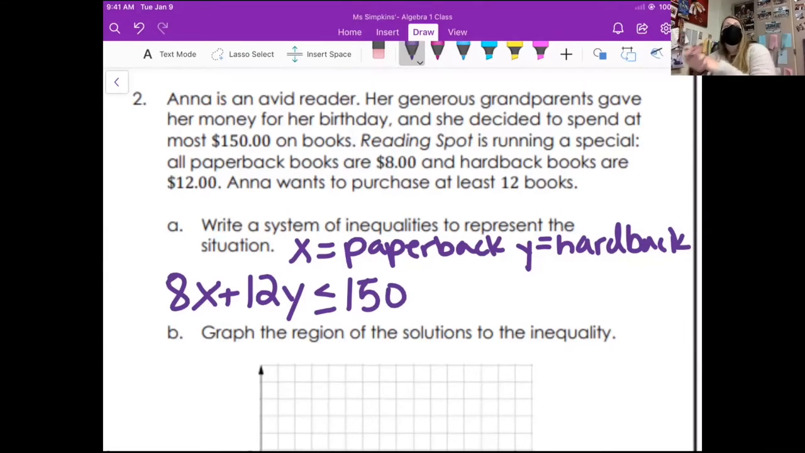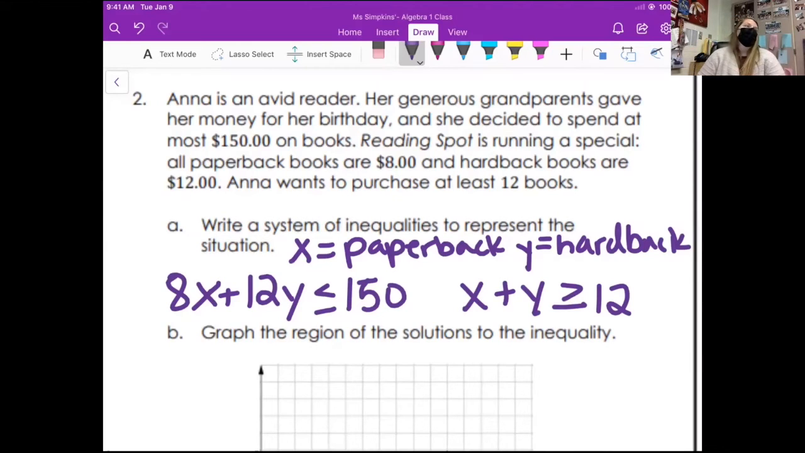So that's her money. The second inequality deals with the number of books. So she wants at least 12 books. So if I add her books together, X plus Y, I want that to be greater than or equal to 12. So that's how we're going to separate the two inequalities. The first one is dealing with the money. The second one's dealing with the items. If I add the two amounts of books, I need to get bigger than 12. If I add the two amounts of money, I need to be less than 150.